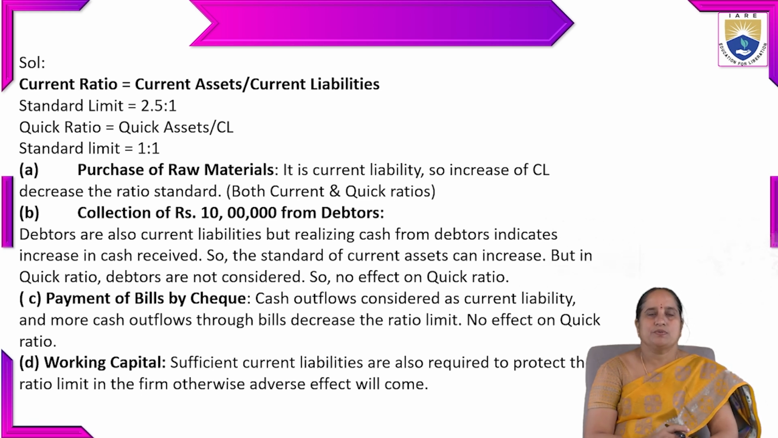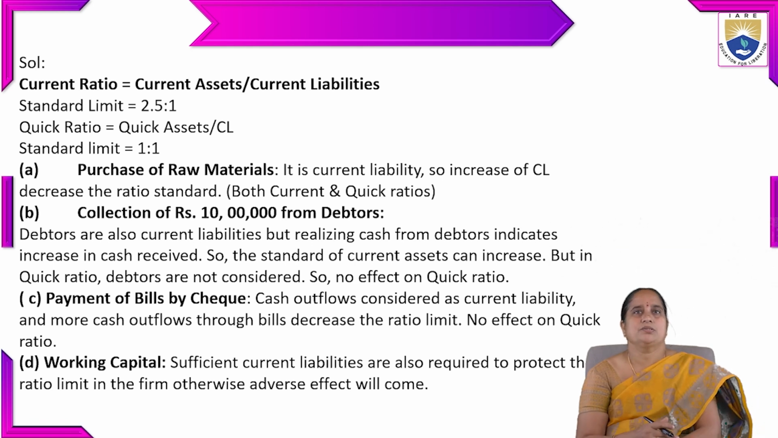If you take the first one, purchase of raw materials, what will be the impact on current assets and quick assets? So purchase of raw material is a current liability. So an increase of current liability decreases the ratio standard, either you take current or quick ratios.